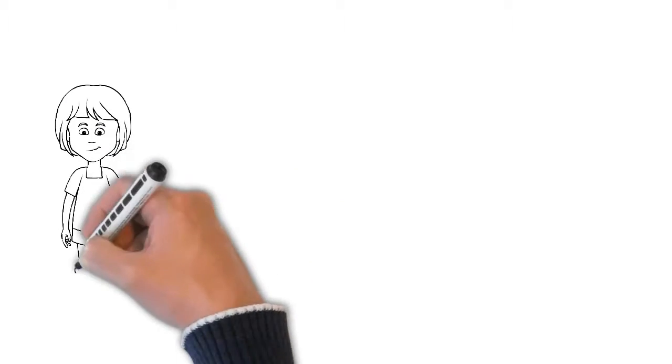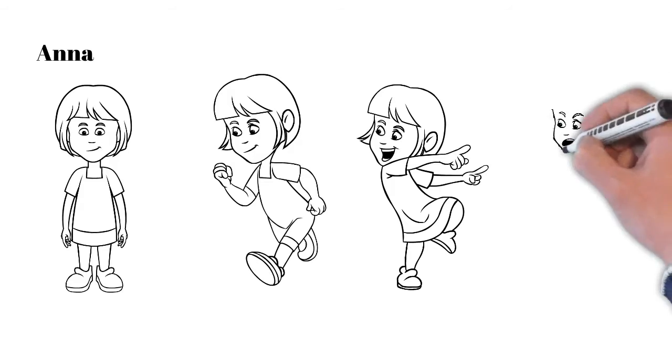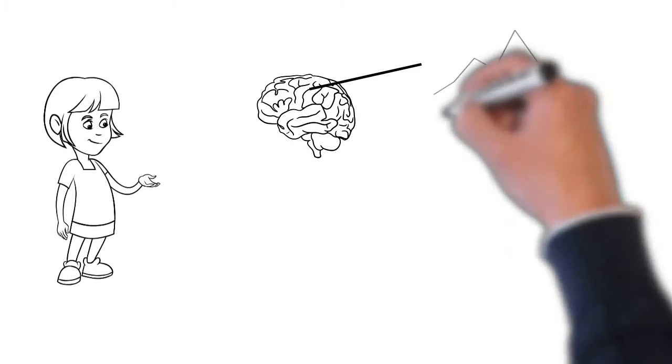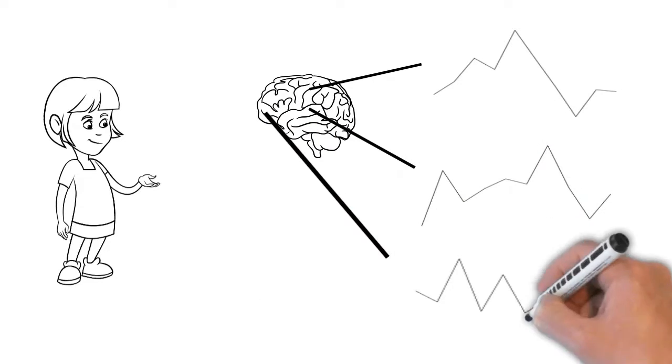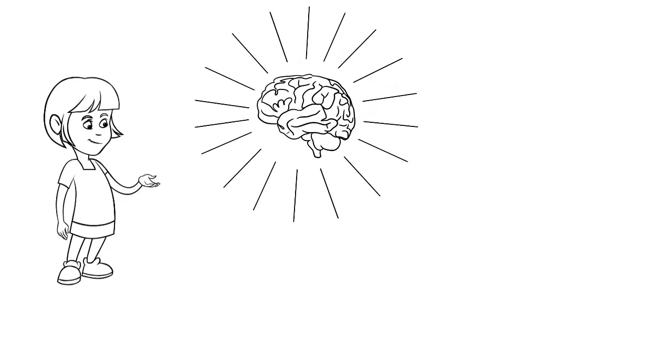This is Anna. She performs a variety of activities and undergoes different emotions throughout the day. All of these leave distinct patterns of brain activity that are signatures of activities and emotions on the different areas of the brain. But how do we assess these footprints on the brain?